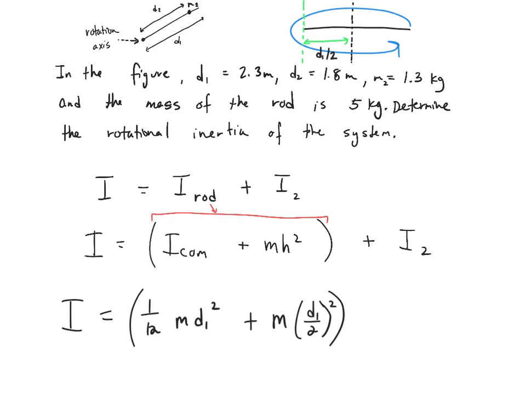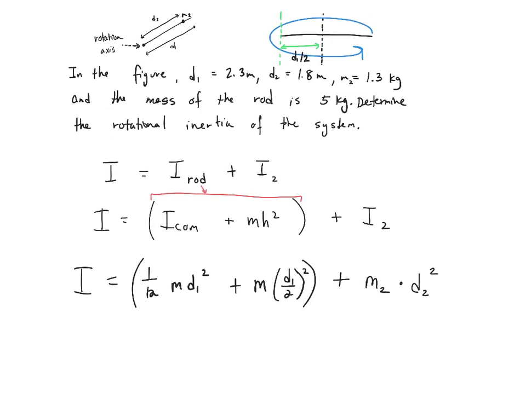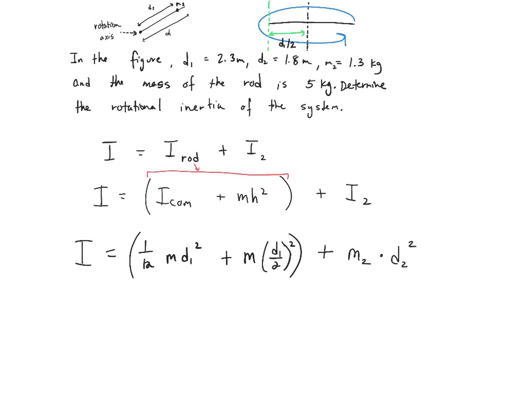Now the second part is to consider the mass that's concentrated at a distance d2. And that is going to simply be just like we did in the previous problem. Like we did mr squared, this is going to be plus the mass of that concentrated object times the distance it is from the rotating axis squared. And that's going to be d2 squared. So the general formula, if we think about it, this is 1/12 ml squared right here. This is plus mh squared, and this is mr squared, really.